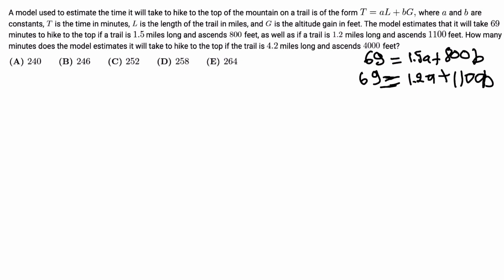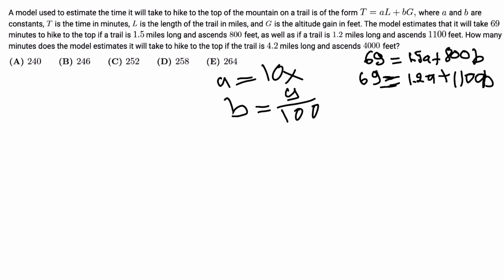First, since these numbers 1.5 and 800 and 1.2 and 1100 are a little more complicated to do math with, and by the way, this is a completely optional step. You can go ahead and skip it, but personally, I find this step really helpful. What we're going to do is let A equal 10x, so that 1.5 will become 15 and 1.2 will become 12. And we will let B equal y over 100, so 800 becomes 8 and 1100 becomes 11.